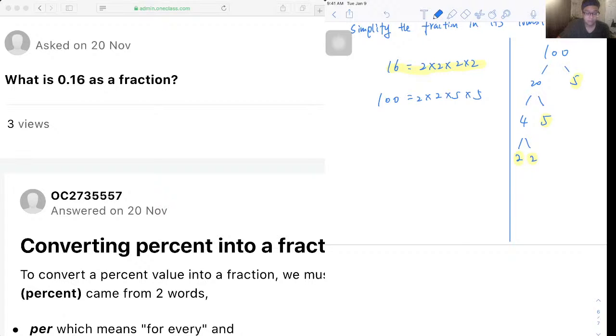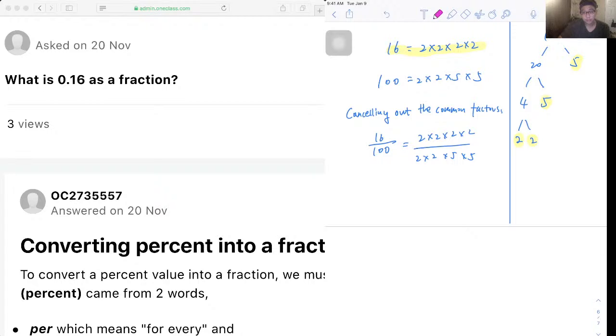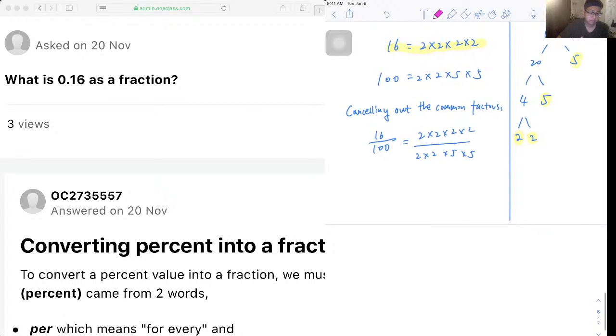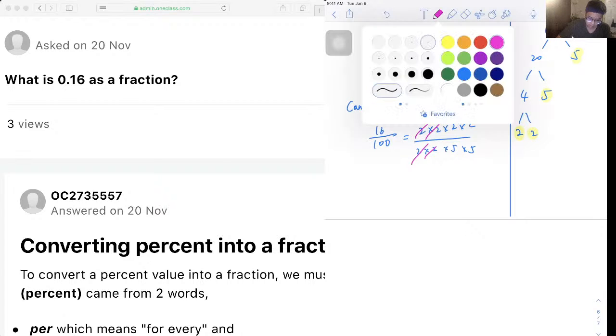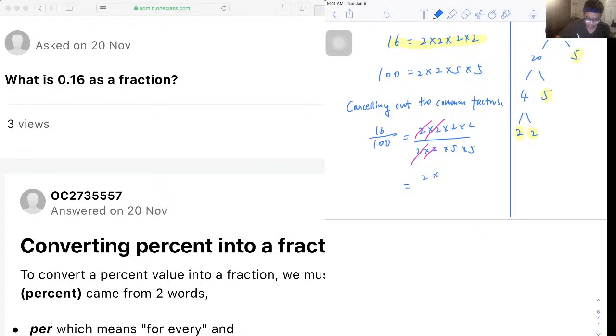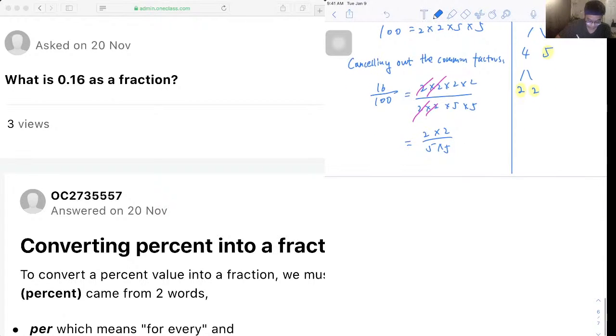Okay, so our next step will be canceling out the common factors. Which is 16 over 100. And then we just copy down what we have earlier. So 2 times 2 times 2 times 2 over 2 times 2 times 5 times 5, right? And now you can see that we got 2 times 2 in the numerator, and we also got 2 times 2 in the denominator. So which means we can cancel them out. Alright, so that will leave us 2 times 2 over 5 times 5. And then we just do our multiplication, which gives us 4 over 25.